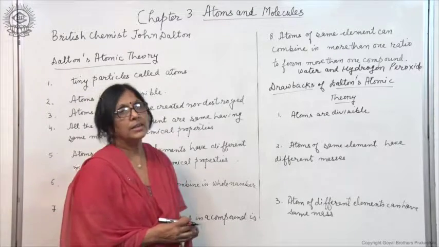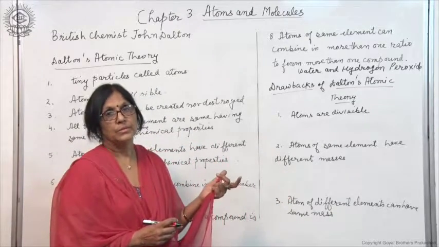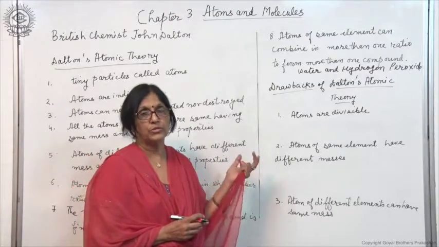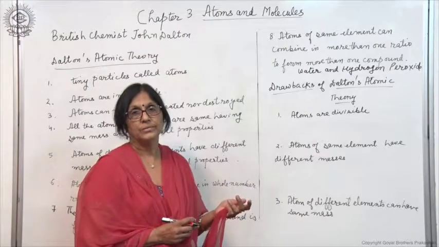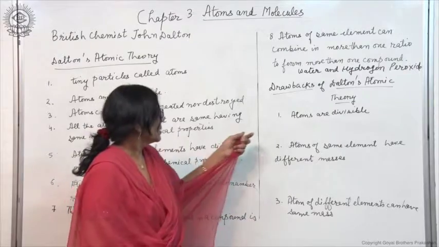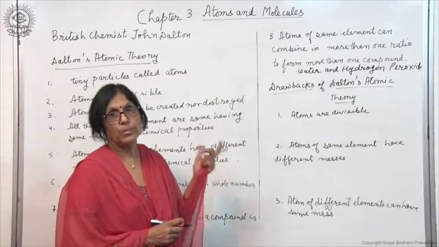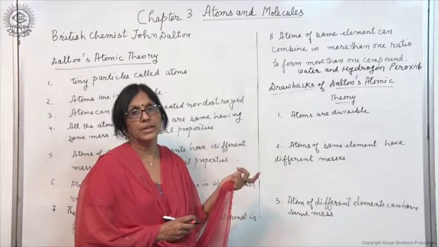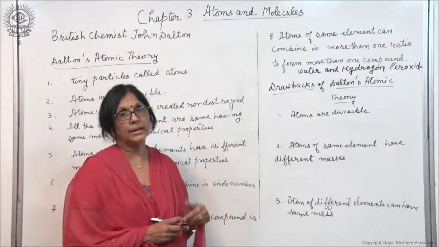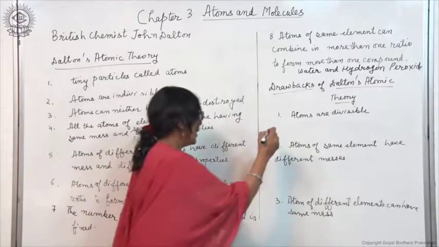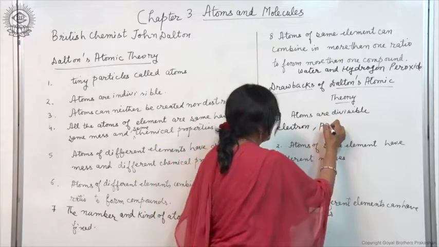But there were certain drawbacks in Dalton's atomic theory. On the basis of these drawbacks, later on this theory was modified and rejected. The first drawback was his first postulate, that atoms are indivisible and cannot be further subdivided. Later on it was found that an atom can be divided into electrons, protons and neutrons.